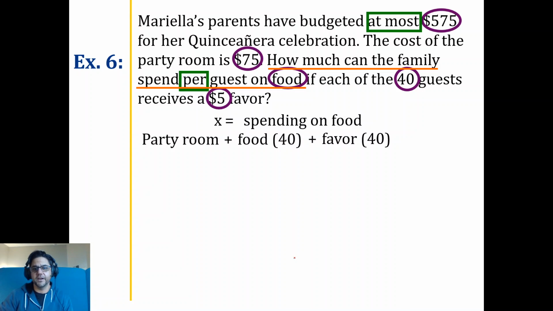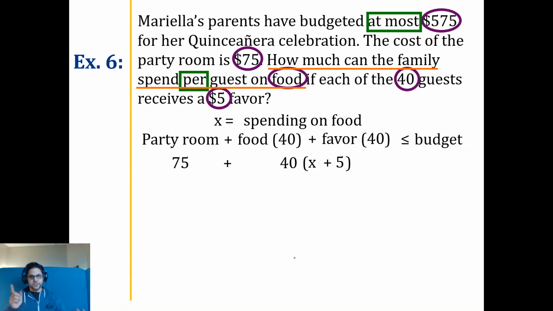The favor is also, they get their parting gift. They can't spend more than $575, so it has to be less than $575. So the party room is $75. The food is $40, and then each person is going to be really x plus 5, because each person is going to get food and a favor. And then it's less than or equal to $575.